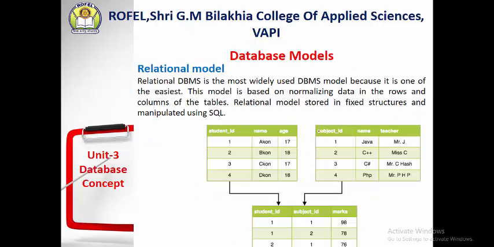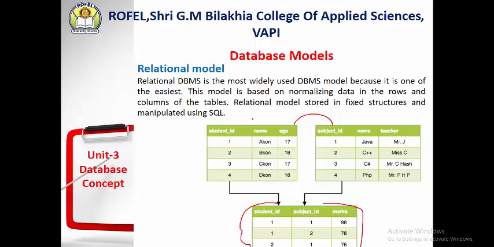Now after that, there is the relational model. The next model is the relational model. The relational model uses a collection of tables to represent the data and the relationship among this data. Each table has multiple columns and each column has unique values as well. In a relational database, there are two tables, and these two tables are related to one table as well. So this is the relational model.